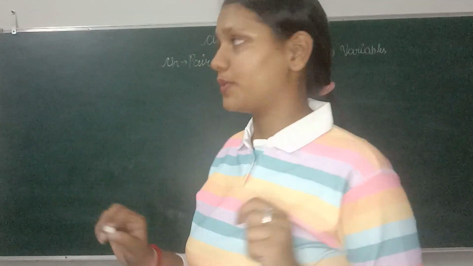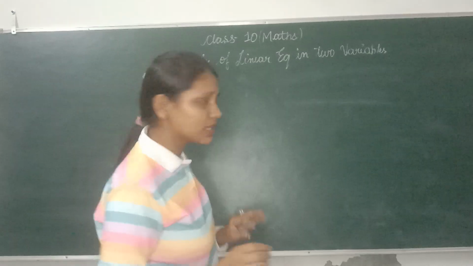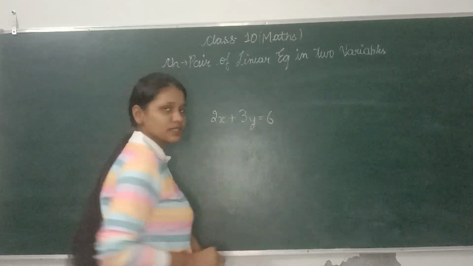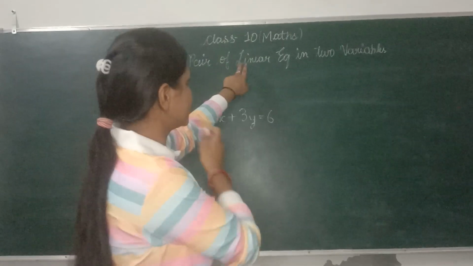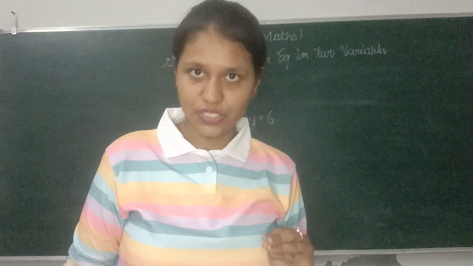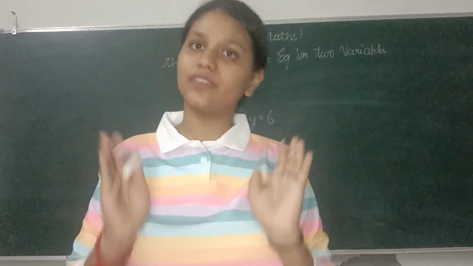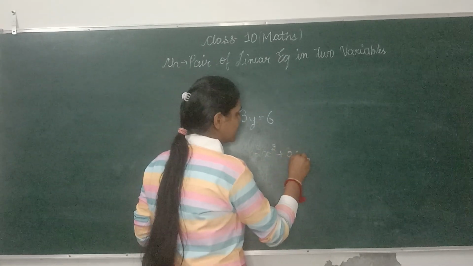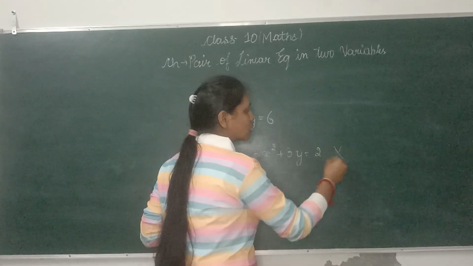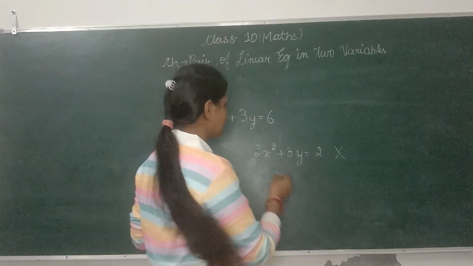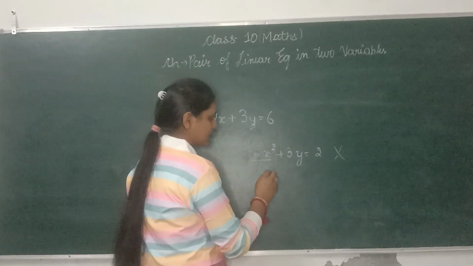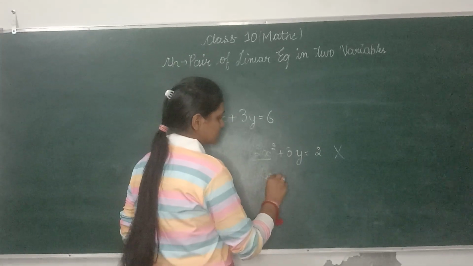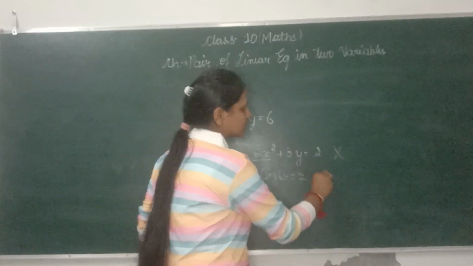For example, I am writing the equation. Let us suppose the equation is 2x plus 3y is equal to 6. So this is a linear equation. A linear equation is an equation in which a variable has degree 1. If the equation is 2x square plus 3y is equal to 2, this is not a linear equation, because the power of x is 2, so its degree will become 2. So this is not a linear equation.